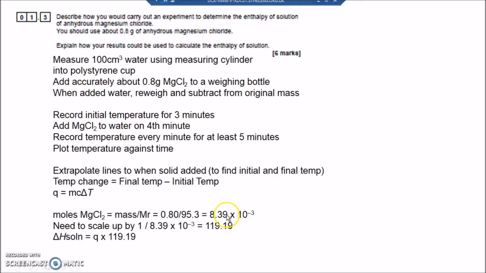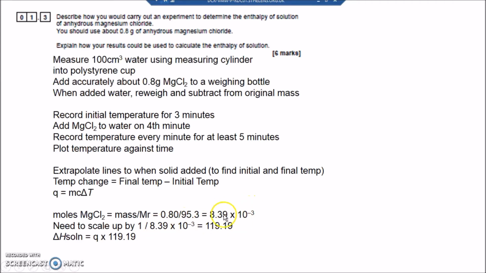We've got 8.39 times 10 to the minus 3 moles. So I've worked out moles as mass over MR. I know that's the number of moles that I've got. I've got to take the enthalpy change, Q, and multiply it up to work out what the enthalpy change would be if I had 1 mole instead. So what I do is I take 1 and divide by this number, and this is the factor that I'm scaling up by, 119.9.